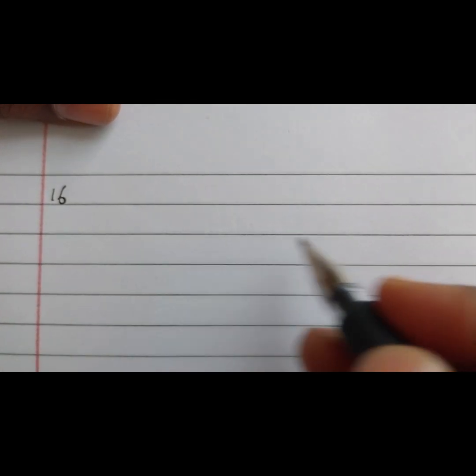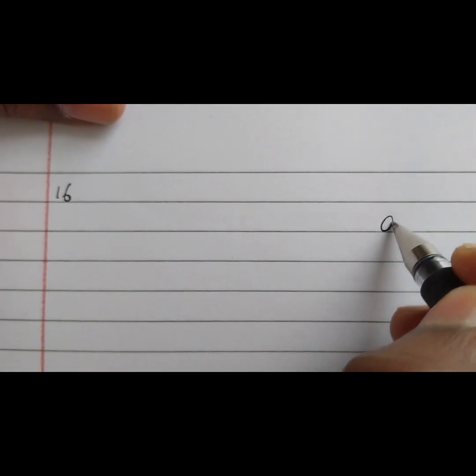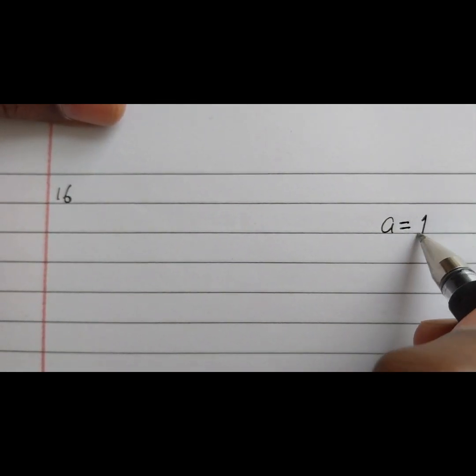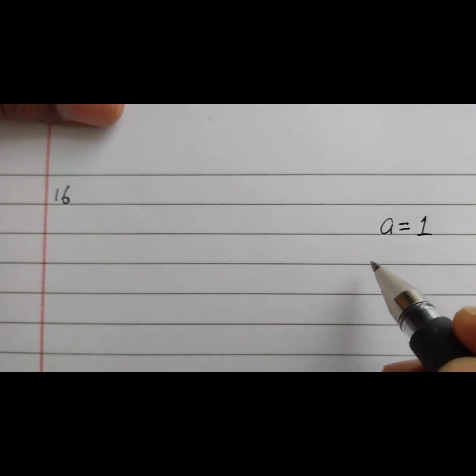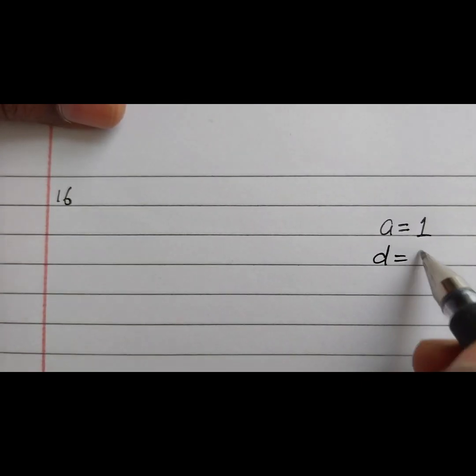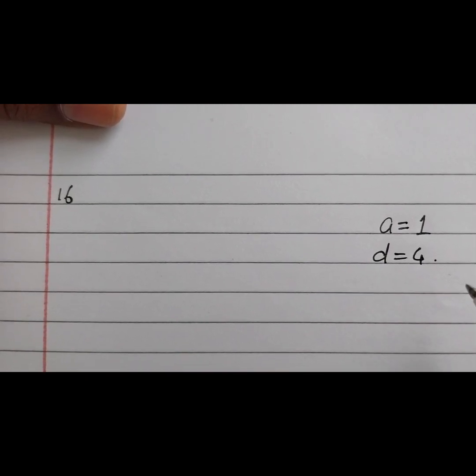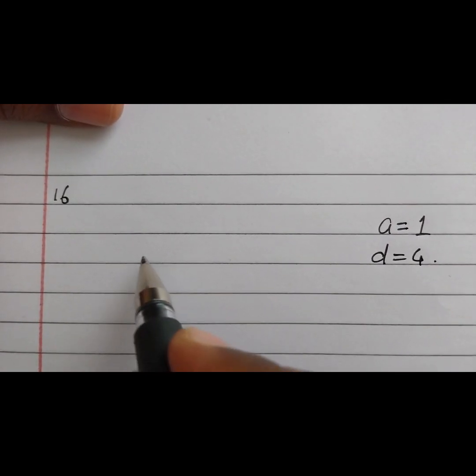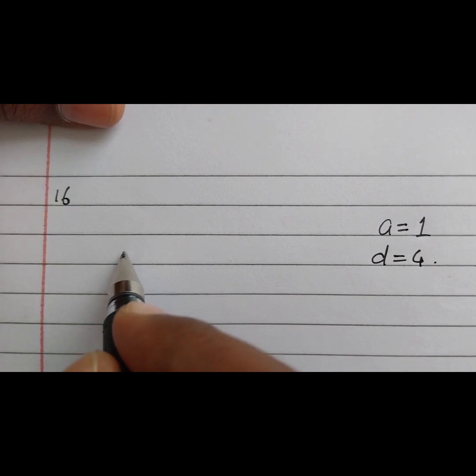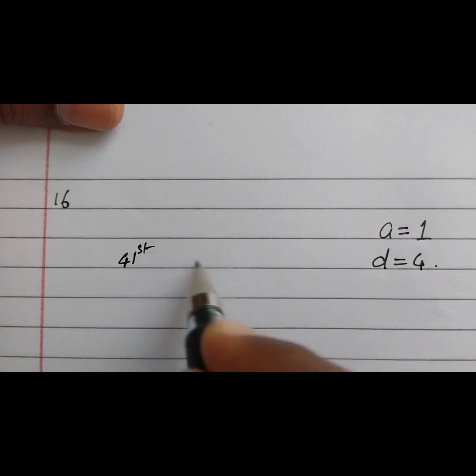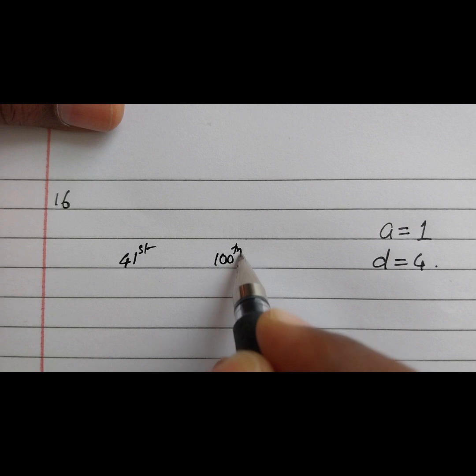Its first term is given, term 1, a equals 1, and common difference is 4. So d equals 4. You need to find the sum of the series from 41st term to 100th term.